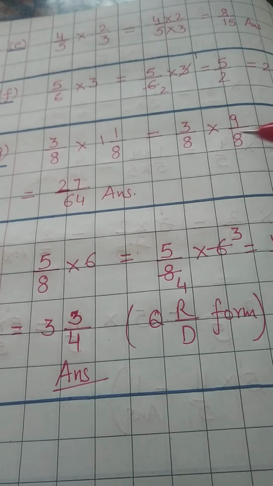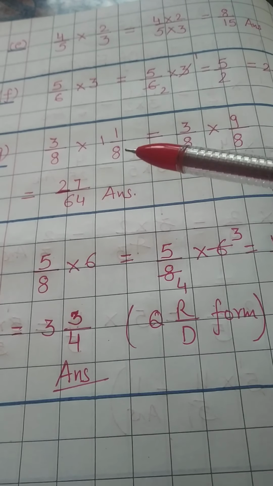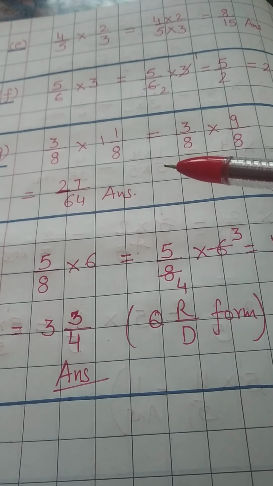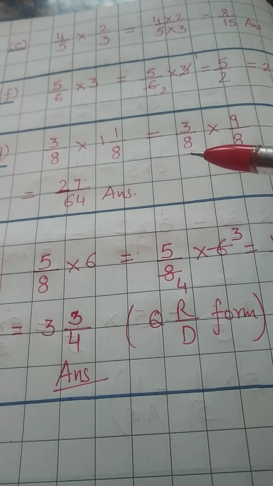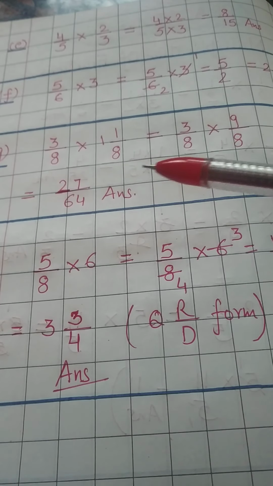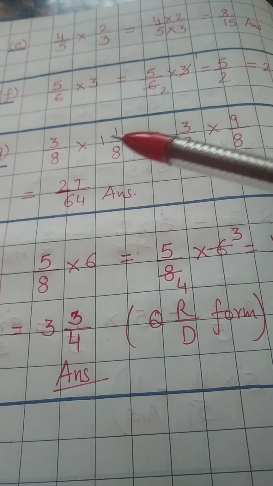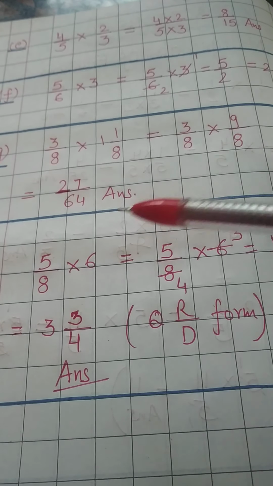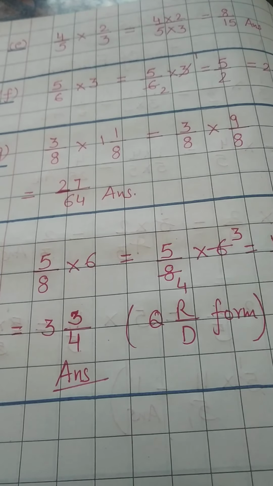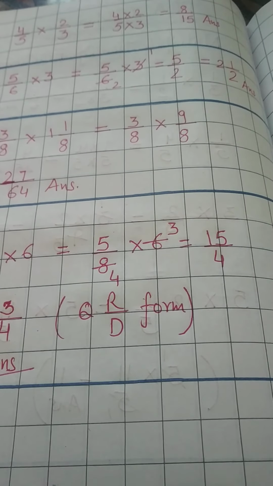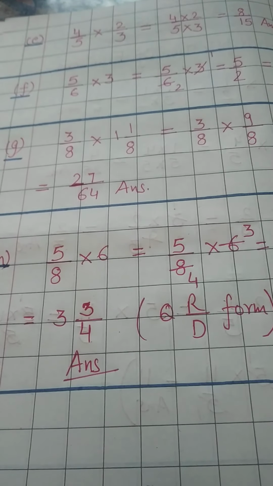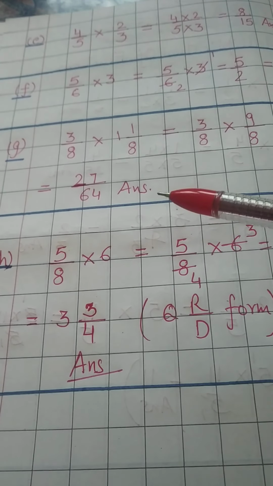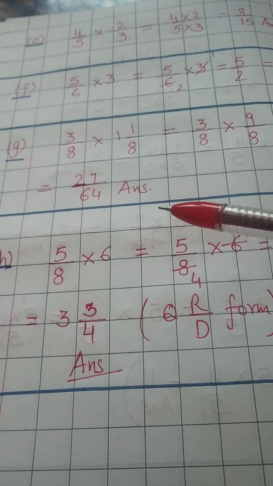Then another question is 3 upon 8 multiplied by 1 upon 8. Here 3 upon 8 we will write as it is, and we will convert this mixed fraction into an improper fraction. So 8 ones are 8 and plus 1 is 9. So it will become 9 upon 8. After this I will multiply numerator with numerator. So 3 nines are 27 and 8 eights are 64. Right? So this is the answer.